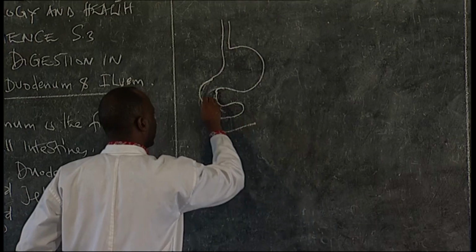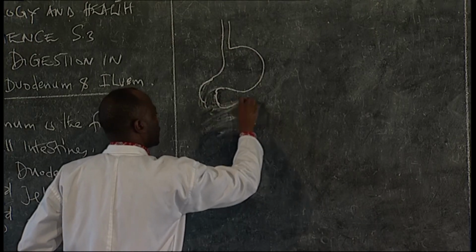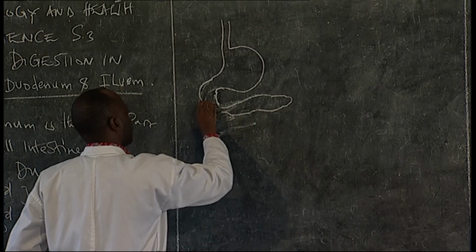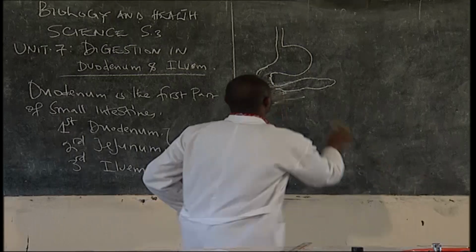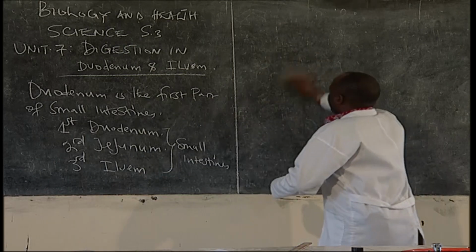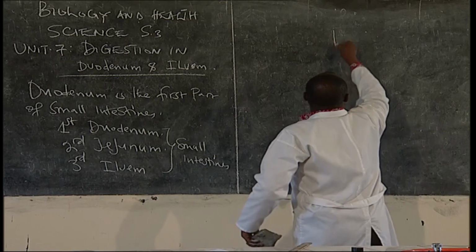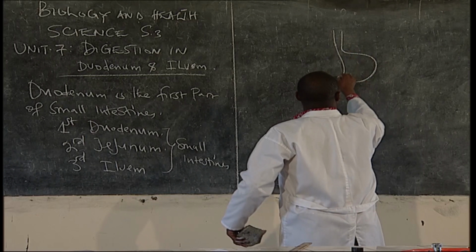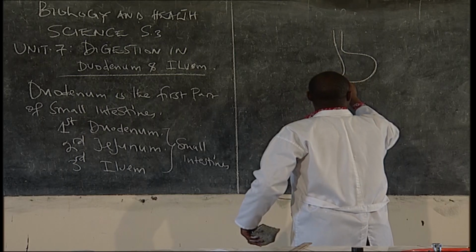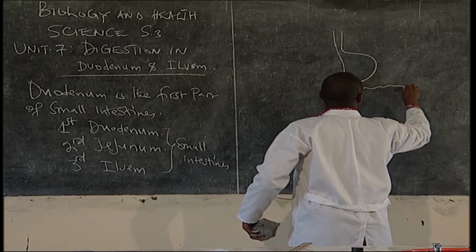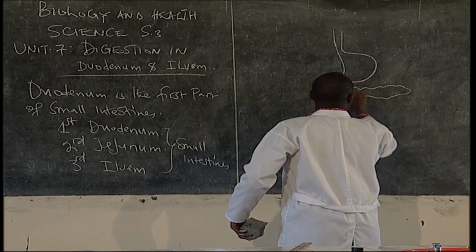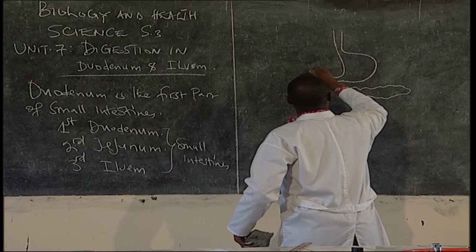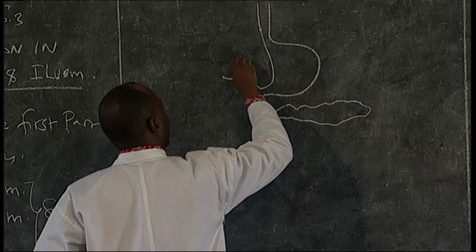If I'm trying to draw it very well, this is the part which is the accessory organ. Let me try to draw it very clearly. We have the diagram which is drawn like that. This is the stomach, and from there we have the first part, which is the duodenum, and we have the liver, and this is the pancreas. From the pancreas, we have another part.